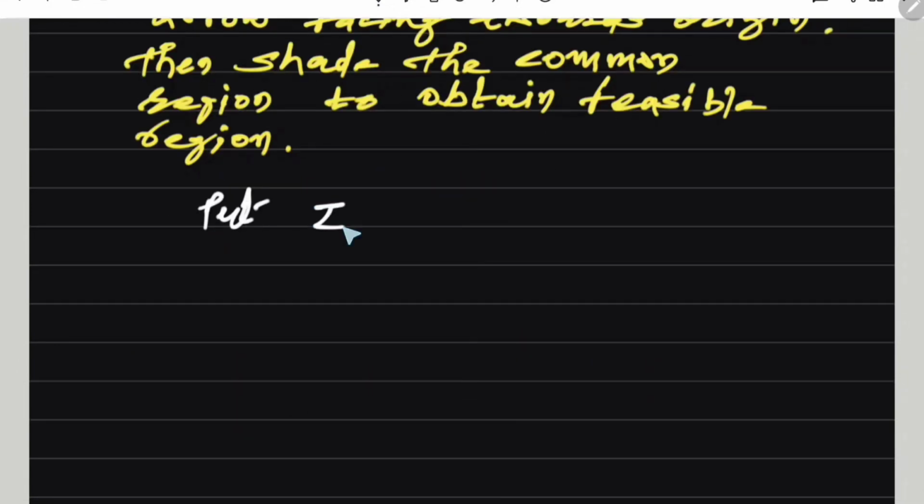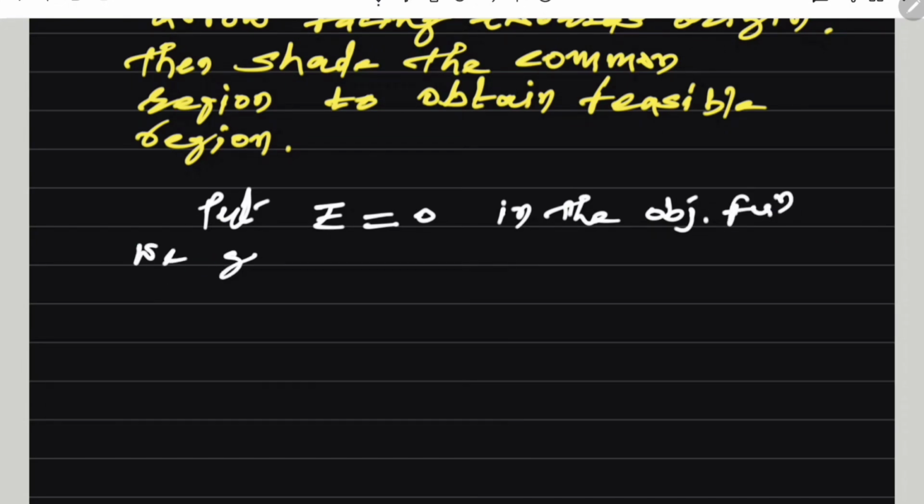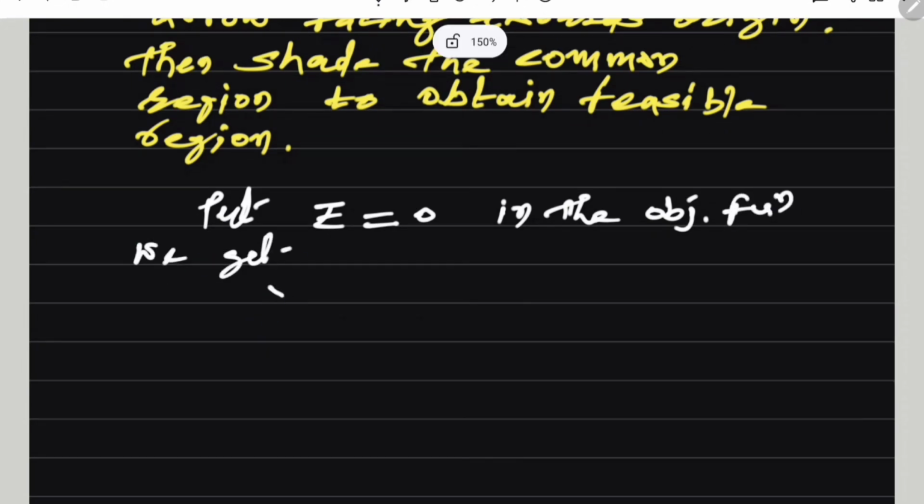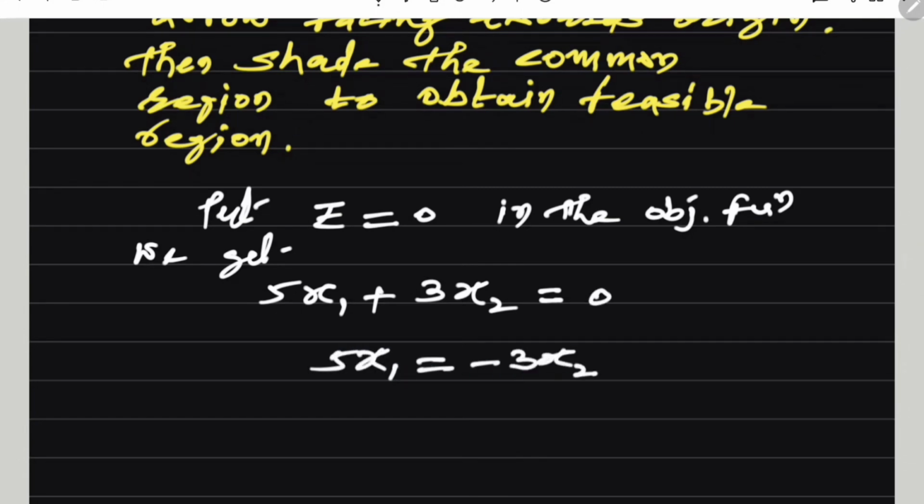Put z equal to 0 in that objective function to obtain objective function line. We get 5x1 plus 3x2 equals 0. Then we get 5x1 equals minus 3x2. Therefore, x1 by x2 is minus 3 upon 5, means x1 as minus 3 and x2 as 5. Then we plot this in graph.